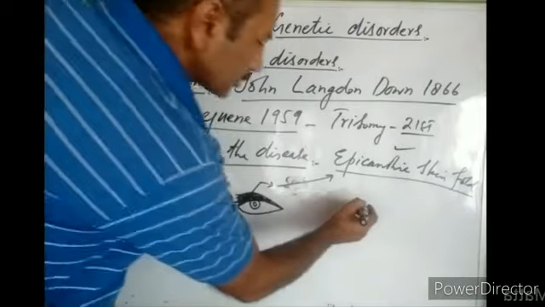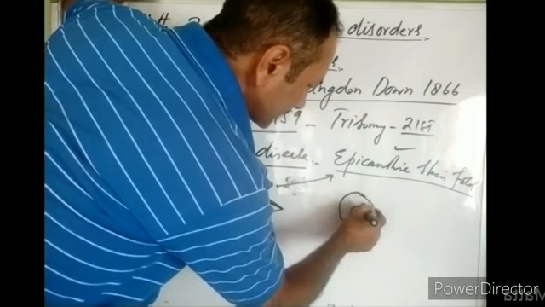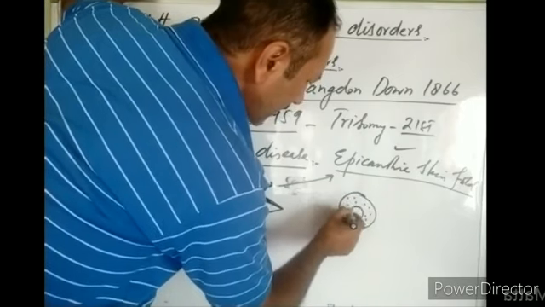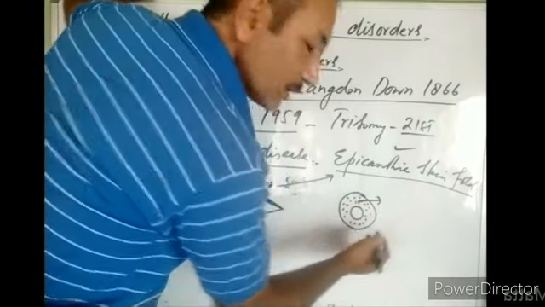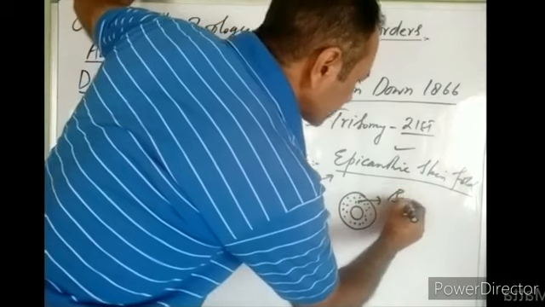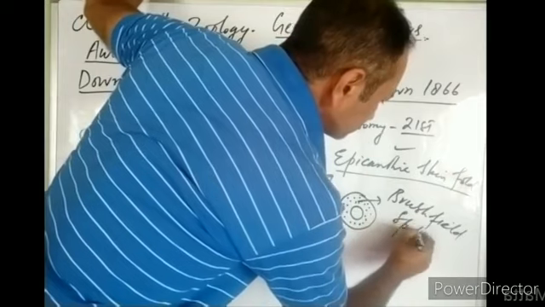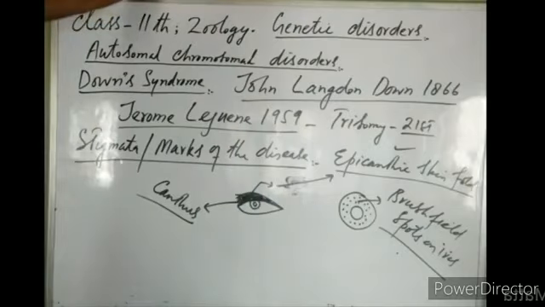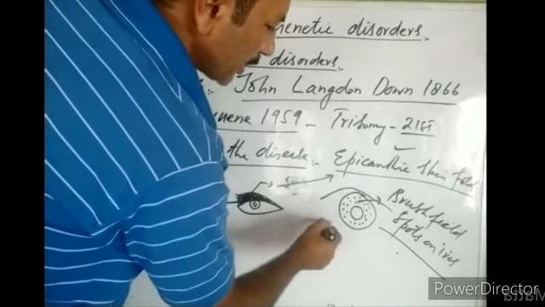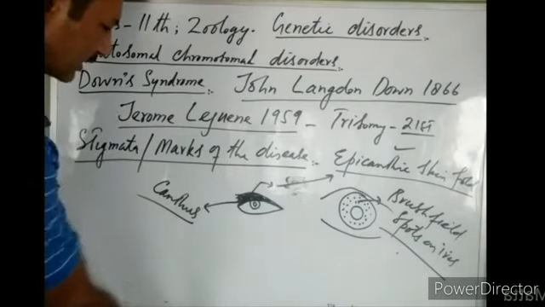Then they are also characterized by the presence of some spots on the iris. They may have grayish spots on the iris. These grayish spots are known as Brushfield spots. So on the iris of the eye they have those Brushfield spots. These Brushfield spots are the second diagnostic feature of Down syndrome patients, right?